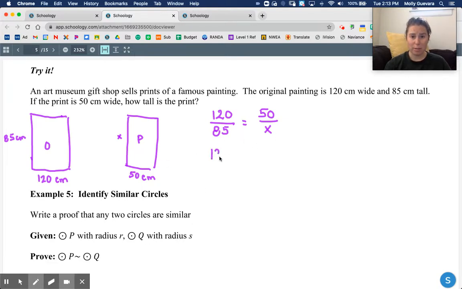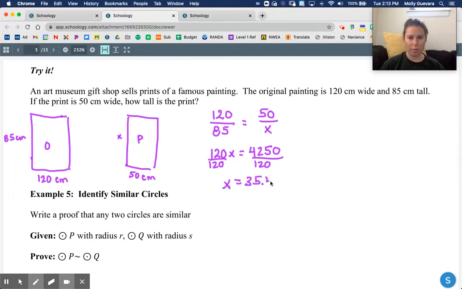So when I cross multiply, I get 120x equals 50 times 85 is 4250. Just make sure that's right. Yep, 4250. I'm going to divide both sides by 120. And I get x is equal to 35.42 centimeters. So that is how tall the print is.